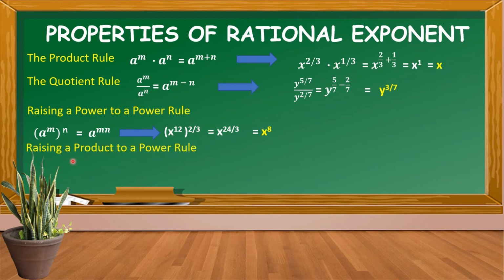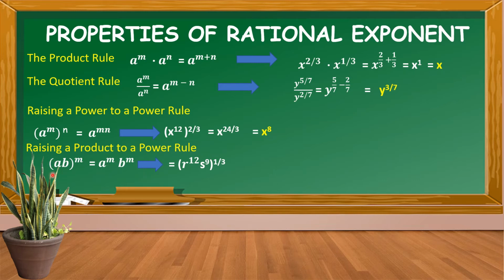Next property or law: raising a product to a power rule. ab raised to the power of m becomes a raised to the power of m and b raised to the power of m. An example for this is r raised to the power of 12, s raised to the power of 9, the quantity raised to the power of 1/3.